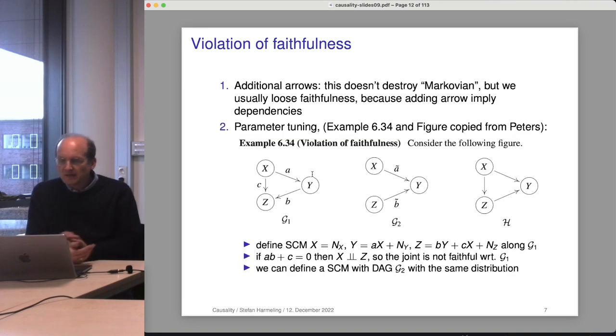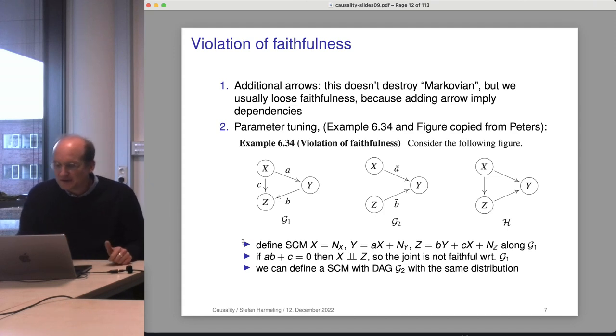So there's another way, and that is called parameter tuning. And this is an example copied from the book. So consider this graph, G1, where we have a distribution for x. Suppose it's just some noise distribution, and we have a distribution for y, which is like a times x plus some further noise, and then we have z being a function of x and y, where we have certain constants here, b and c. So this is a structural causal model defined along this graph G1, okay?